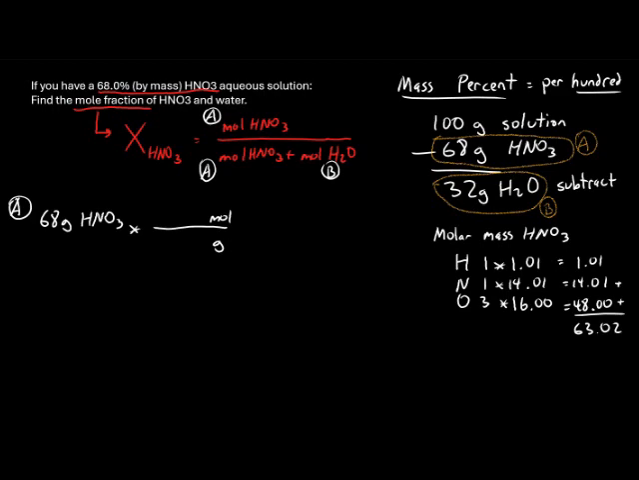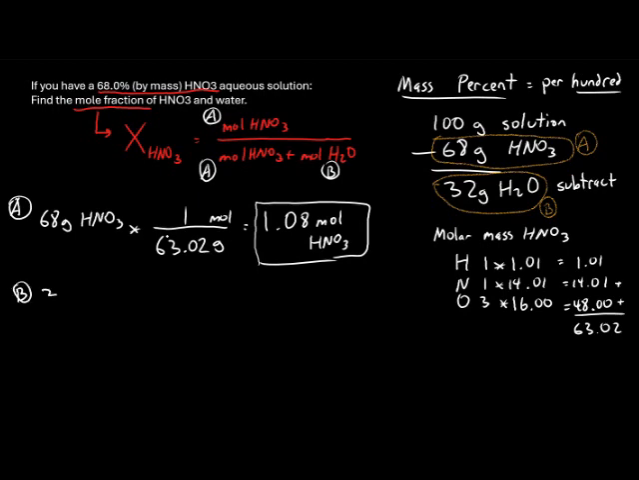This number, 63.02, we place next to our mass, and place 1 next to our moles. Then, using a calculator, you can divide these numbers. We'll get 1.08 moles of HNO3. Next, we'll do the same for water. We have 32 grams of water.